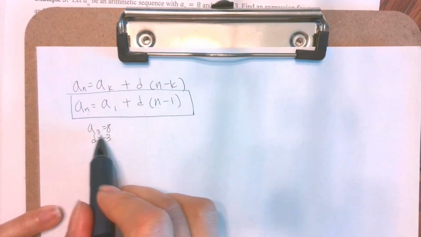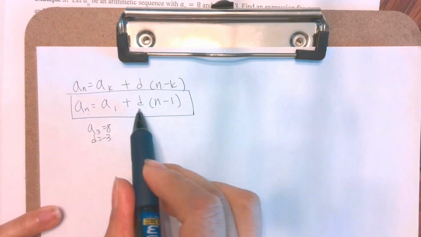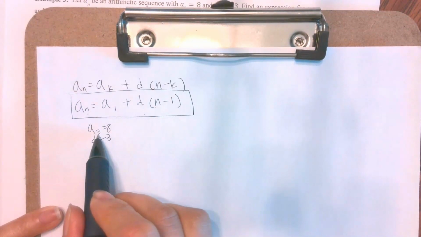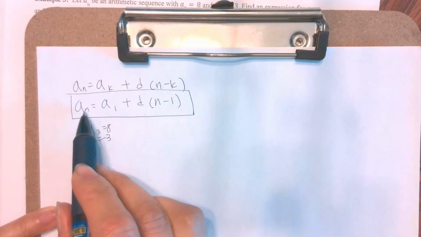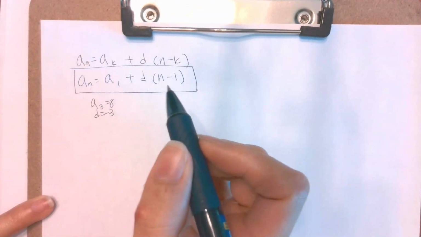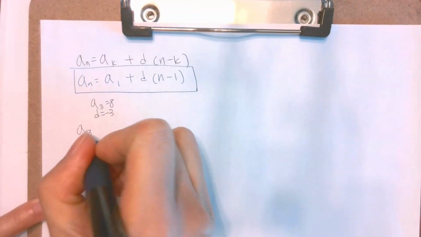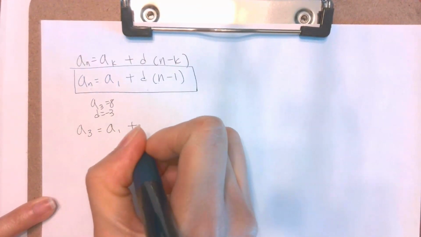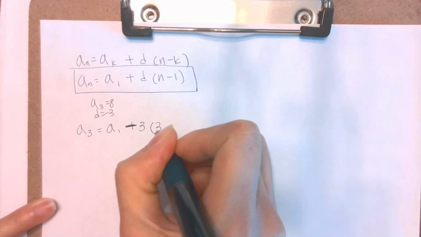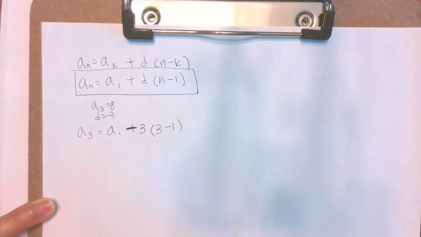So I know the common difference, -3, so I'm just going to plug the -3 into d. And a sub 3, I already know what that is, so I'm going to just plug 3 in instead of n here, and n here as well. Then this whole thing becomes a sub 3 equal to a sub 1 plus d, which is -3, times 3 minus 1. Are you good so far?